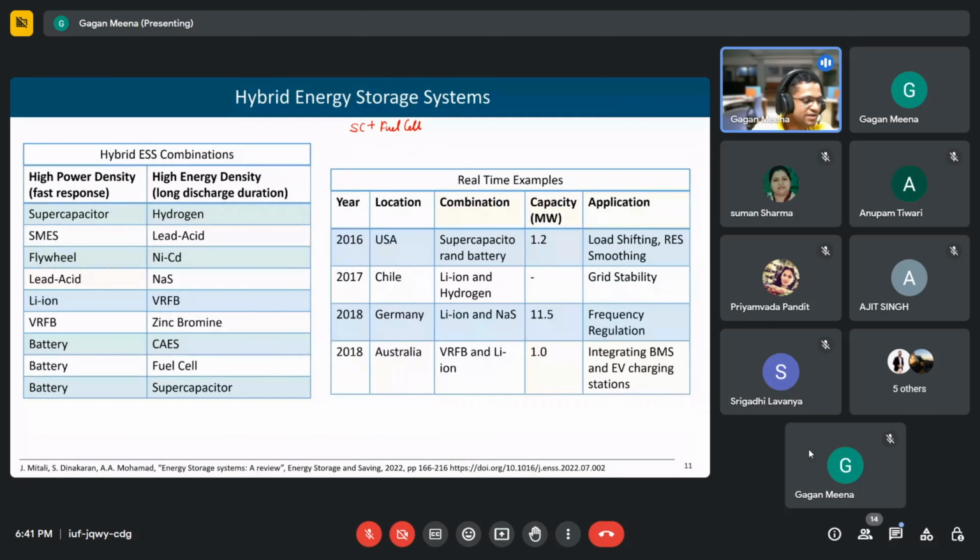That is why there are these two types of energy storages: one with high power density and another with high energy density. High energy density energy storages can provide energy for a longer duration, but they cannot immediately provide a high power requirement. That is their characteristic. Similarly, high power density storages have very fast response.